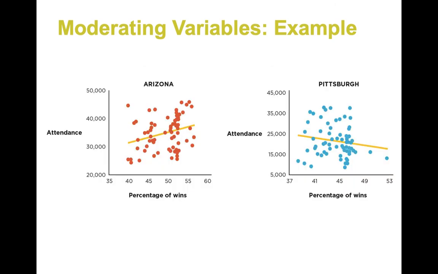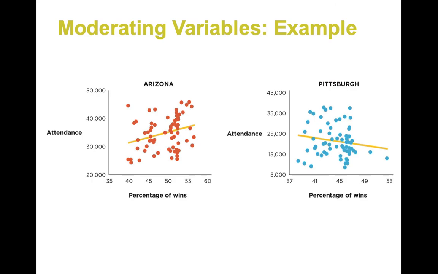Here's a graphical view. Here each dot represents one of the seasons. For each team, this is the percentage of wins, and this is attendance. And so you can see this is with the Arizona Diamondbacks. In these seasons, they won a majority of their games, higher attendance. And in these seasons, they won few of their games, generally speaking, lower attendance. So we got a positive correlation in Arizona, but in Pittsburgh, there's a negative correlation, but it was a non-significant correlation, so we don't want to make too much of that.